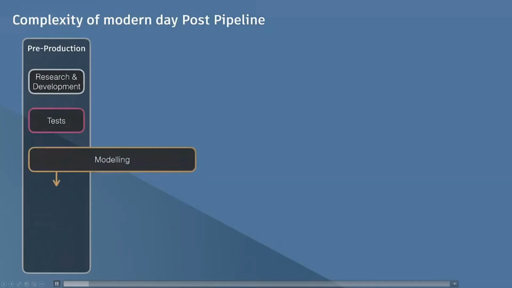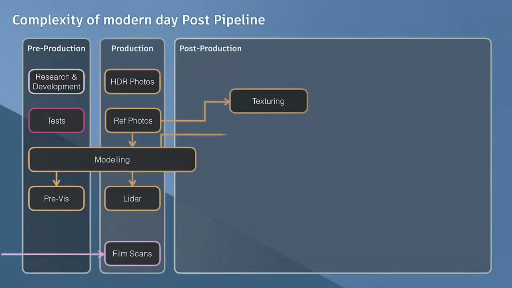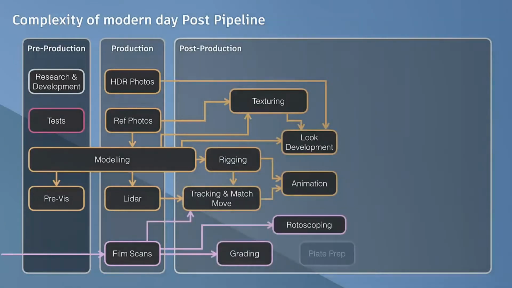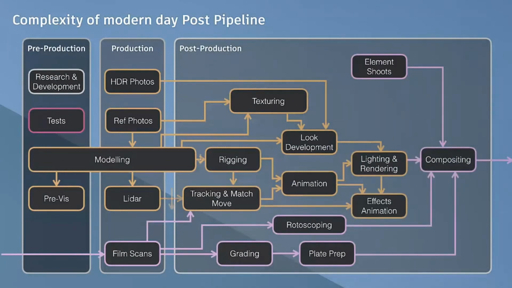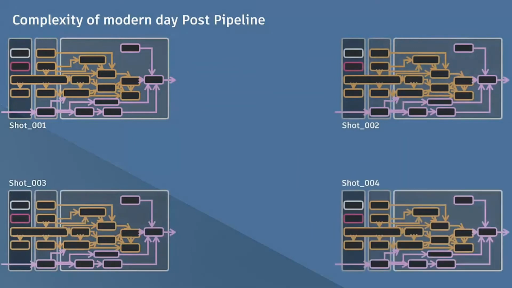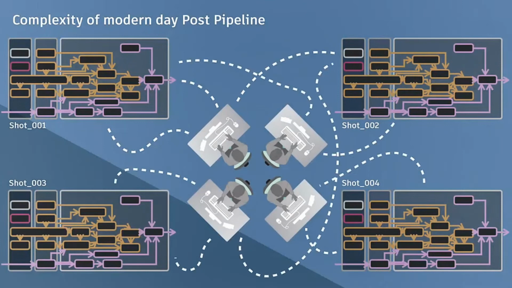If we look at a modern day post-production pipeline, this is just an example of some of the departments that come into play. We would have rigging, texturing, animation, and this is happening not just on one asset or one shot, but multiple shots. Everyone needs to communicate with each other and somehow stay on top of the very challenging task of a modern day production.